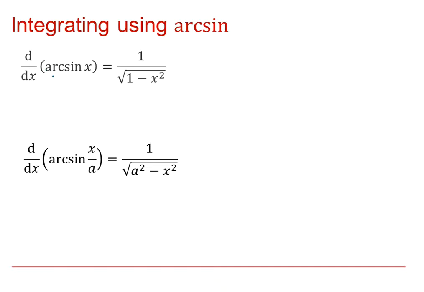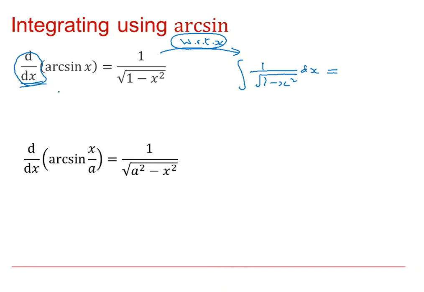So if the derivative of arcsin x is 1 over root 1 minus x squared, what happens if we integrate both sides with respect to x? If I do the right hand side first, I need to use the correct notation: the integral of 1 over the square root of 1 minus x squared with respect to x. If I integrate the derivative of arcsin x, then we go back to arcsin x plus a constant c.